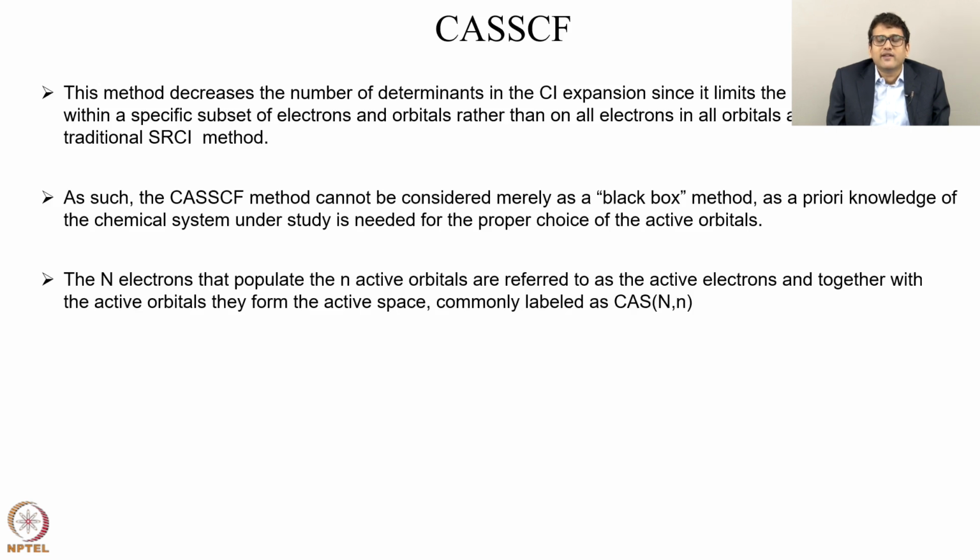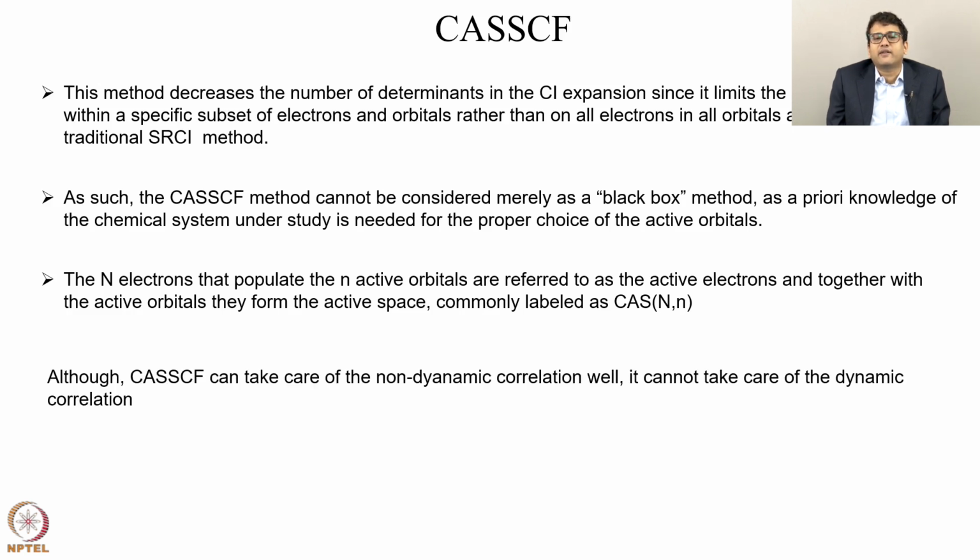And the way the nomenclature is given, the N electrons that populate n active orbitals are referred to as active electrons, and together with the active orbitals they form the active space, commonly known as CAS(N,n). So, in this CAS(N,n), the first N, the capital N, denotes the number of electrons, and the small n denotes the number of active orbitals, not virtual, it is active orbitals, which can be both occupied and virtual.